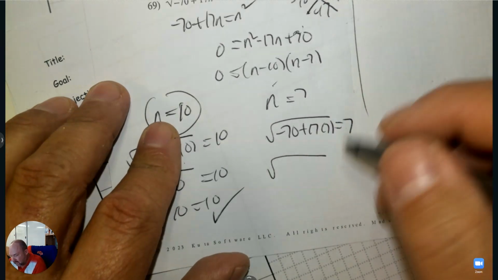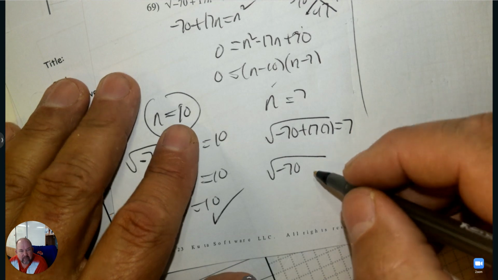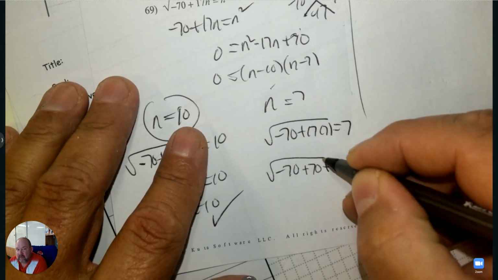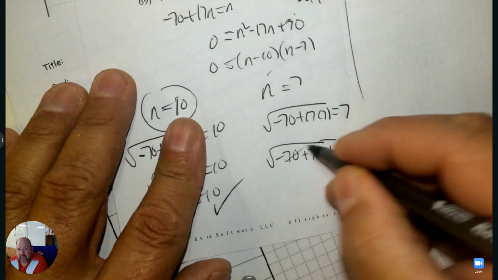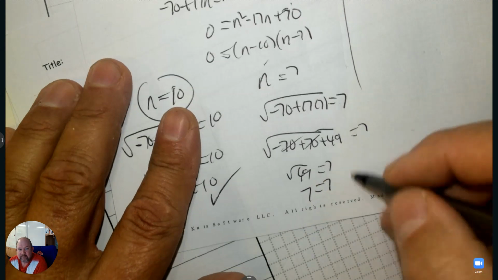This one, let's see if I can multiply. 17 times 7 is 70 and 49. I'm just going to do it this way. 70 and 49. Notice how they cross out. So it's the square root of 49, which equals 7. And that's a good answer.